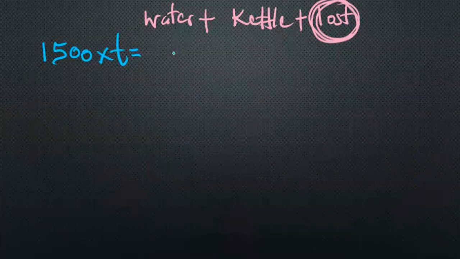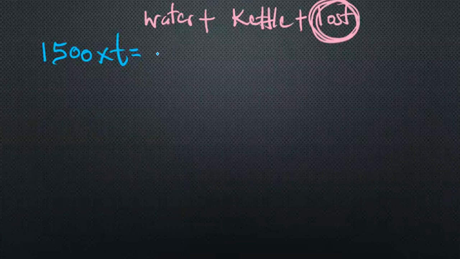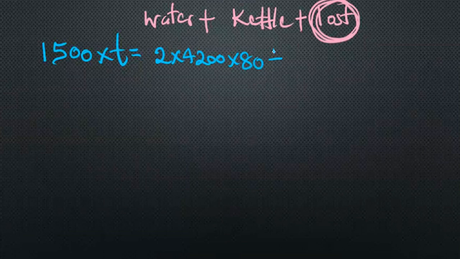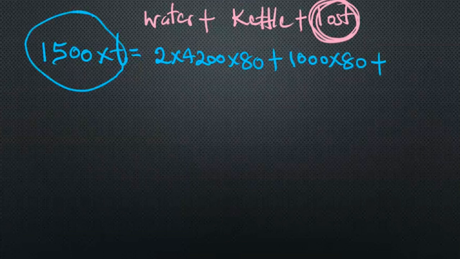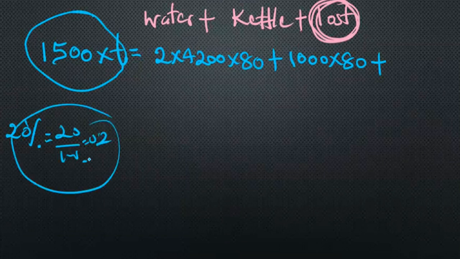Right. Water, it's mc delta theta. So mass 2 kilograms, 4200 into 80. Kettle, 1000 into 80. And loss, they are telling 20% of this is loss. So 20% of this means 1500 T into 0.2. See, 20 divided by 100, so 0.2. Right. So 0.2 into 1500 T.